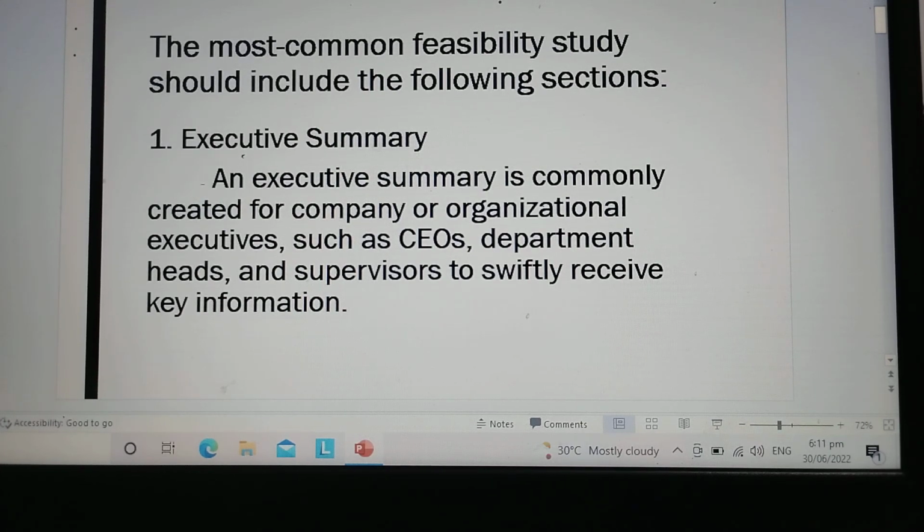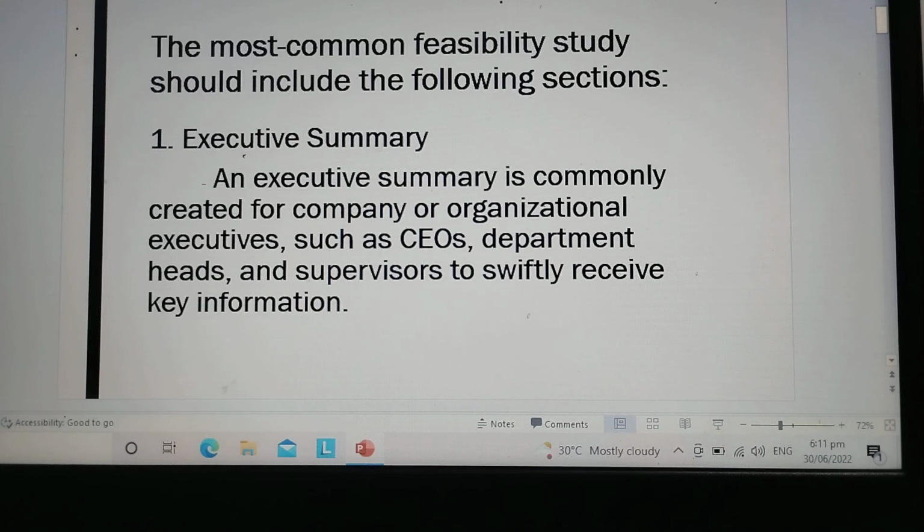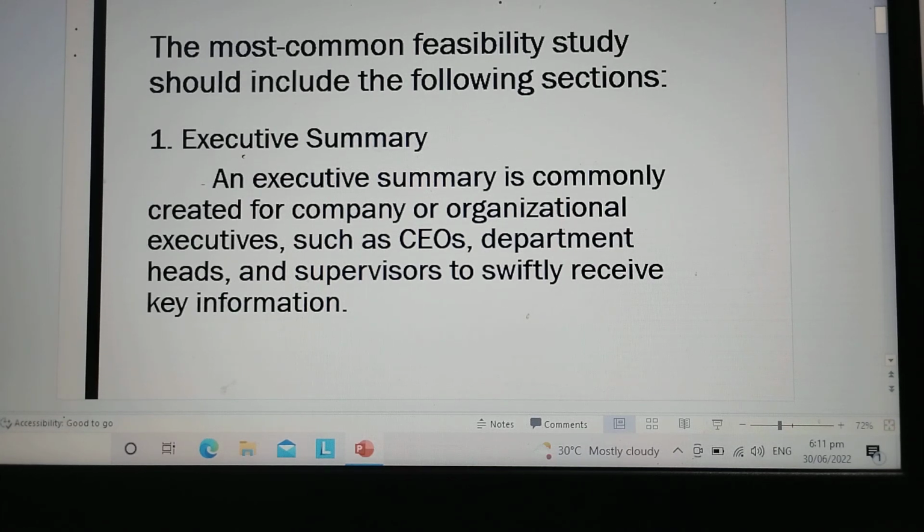Number 1, executive summary. An executive summary is often written for leaders in a business or organization such as CEOs, department heads, or supervisors so they can get critical information quickly to decide a course of action. An executive summary provides an overview of the main points of a larger report. It is often written to share with individuals who may not have time to review the entire report. The reader should be able to make a decision based only on reading the executive summary.